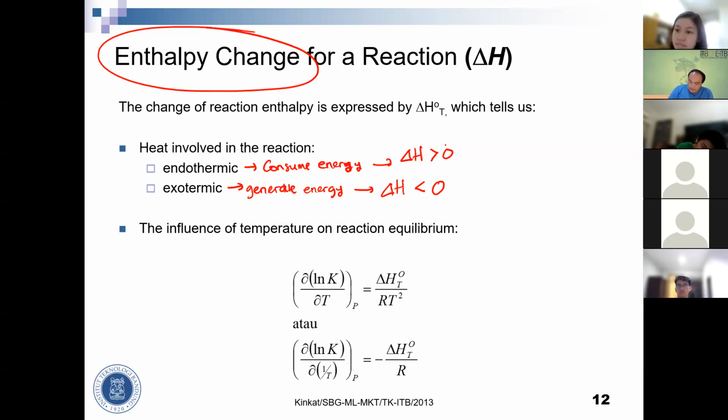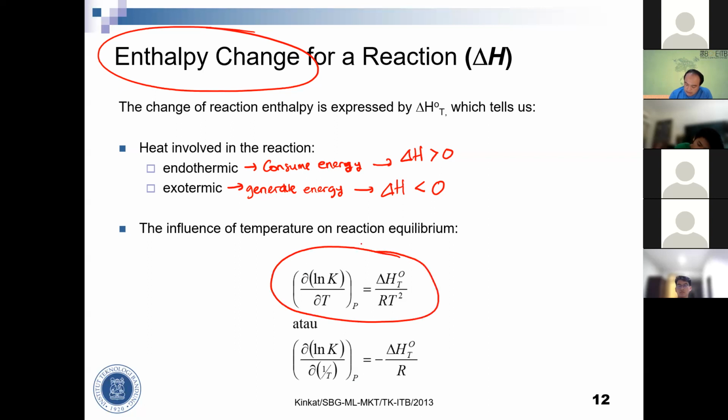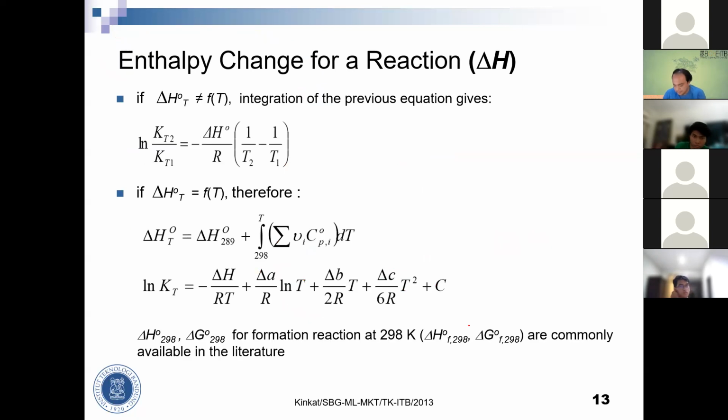The effect of the enthalpy on the thermodynamic condition, on the thermodynamic coefficient, is expressed by this formula, called the van 't Hoff equation. From this equation, we can find the effect of the enthalpy on the equilibrium constant.